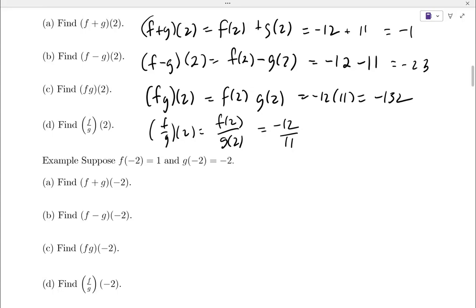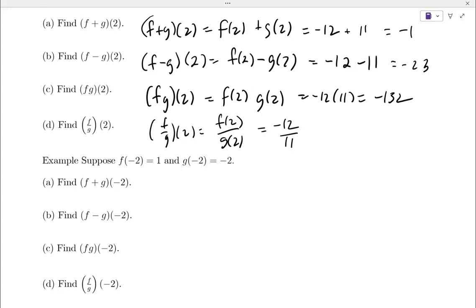What do you mean, what's the point of the 2? Well, this means that we're plugging in 2 for x. We just don't know what the functions are explicitly here. All we know for certain is that when we plug in 2 for x, we're supposed to get out negative 12 for y for f. We plug in 2 for x, we get out 11 for the y for g. But I don't know what the functions are explicitly.